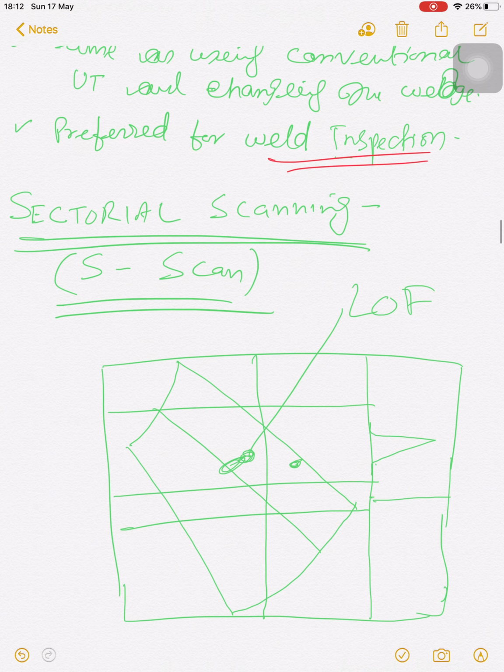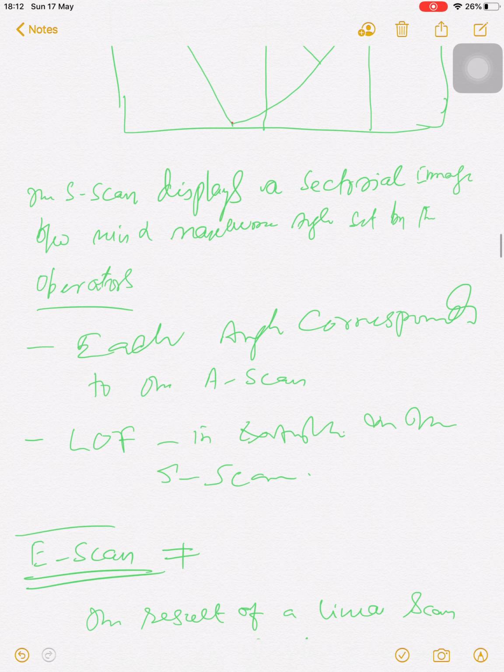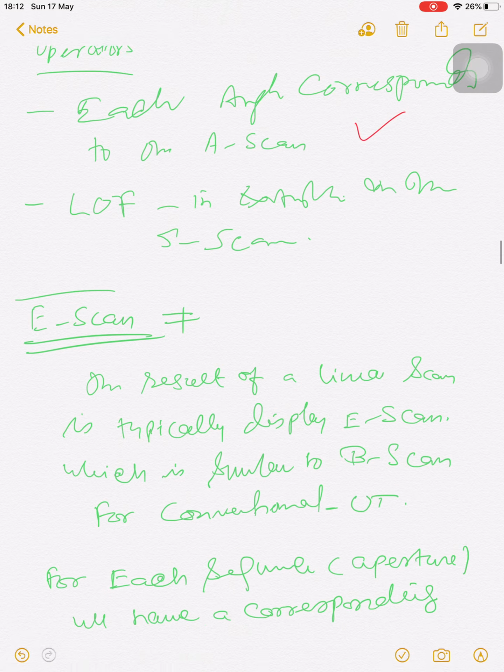Sectorial scanning is also known as the S scan, and if you see this one, these are your beams. They come up like this, the angle is this, and these are your steering, and there is a lack of fusion. So lack of fusion, then in your 2D scan, it will look like this. Okay, each angle corresponds to a scan and the lack of fusion is shown on the S scan.